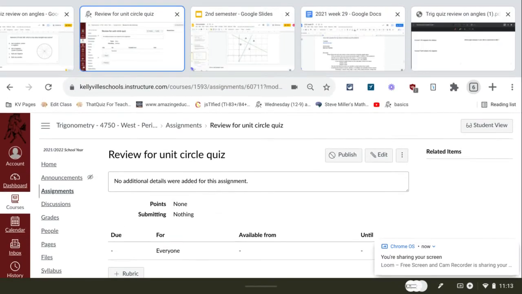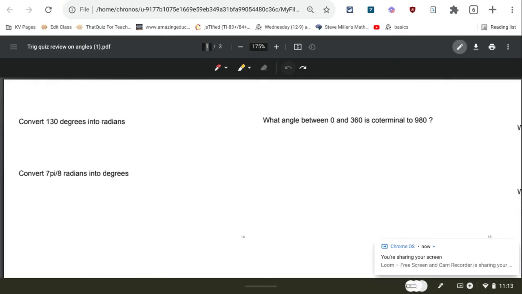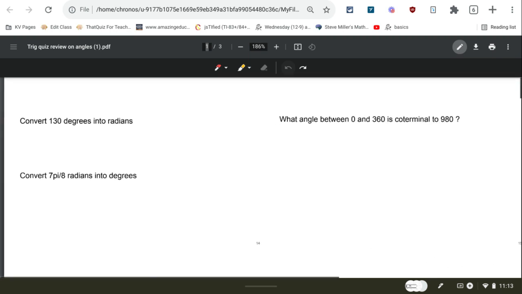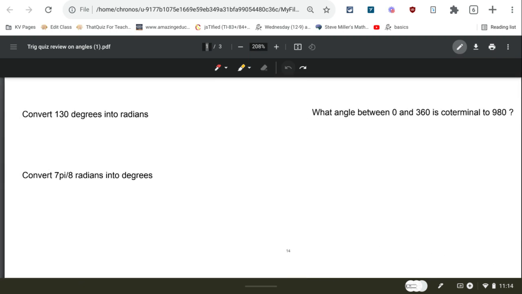All right, so we got some questions to run through to review on our angle basics quiz or unit circle quiz, whatever. The first one here is convert 130 degrees into radians. So to go from degrees to radians, you want to cancel out the degree symbol here. So your 180 needs to be on the bottom. You're going to multiply by pi over 180.